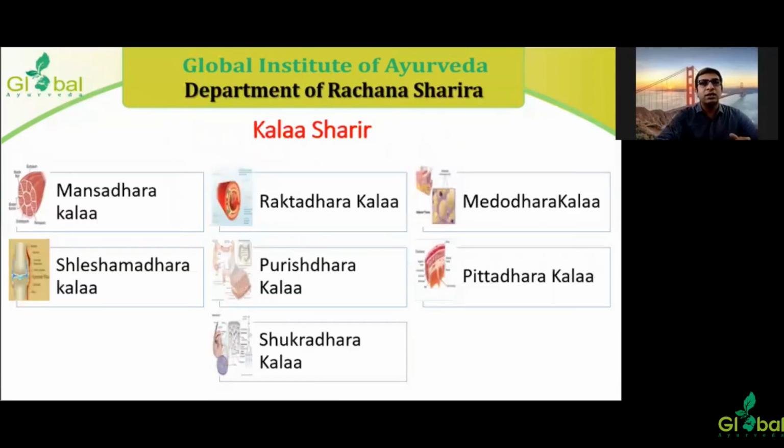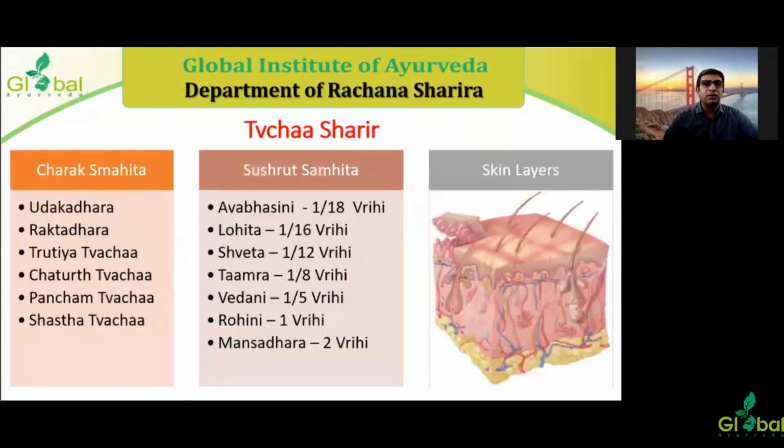Coming to Kala Sharira, there are 7 types of kala mentioned in the Ayurvedic texts. Among them, Mamsadhara kala first, Raktadhara kala second, third is Medodhara, fourth is Shleshmadhara, fifth is Purishadhara, sixth is Pittadhara, and seventh is Shukradhara.